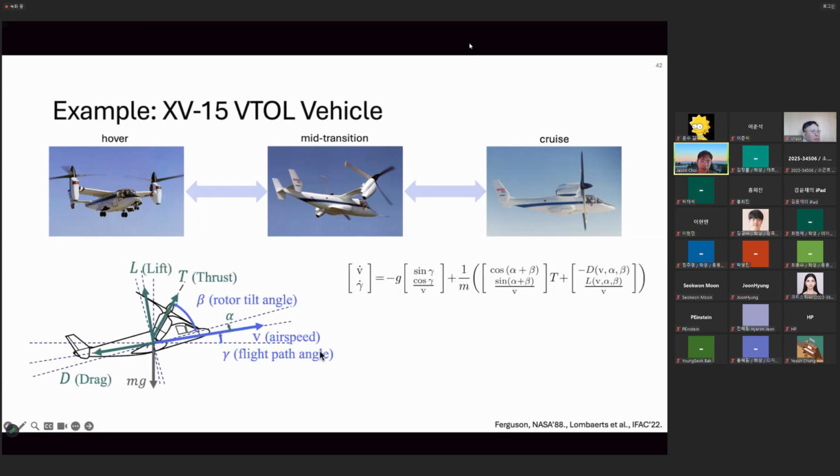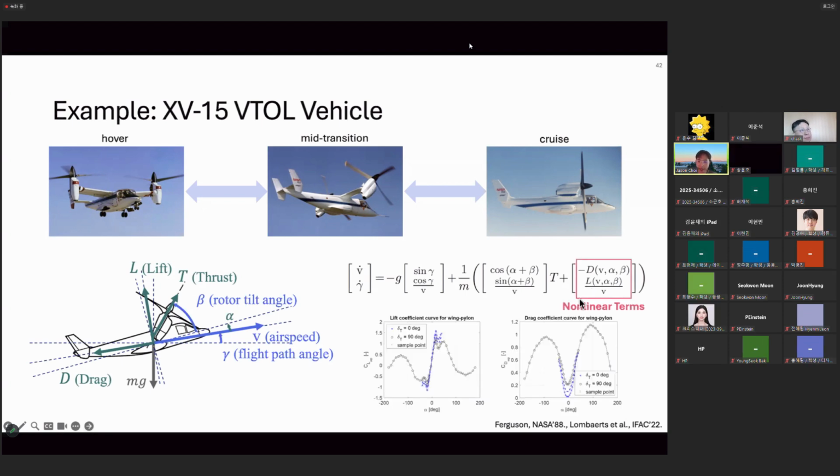And we'll consider the longitudinal dynamics of the vehicle, meaning the forward motion of the vehicle. So the vehicle state is represented with its airspeed, flight path angle, and the rotor tilt angle, from 0 degrees to 90 degrees. And we have this equation of motion underlying these dynamics. The challenging part of this equation of motion, again, is this aerodynamics term, the lift term and the drag term, that is actually quite nonlinear. And it also changes with respect to the rotor configuration.